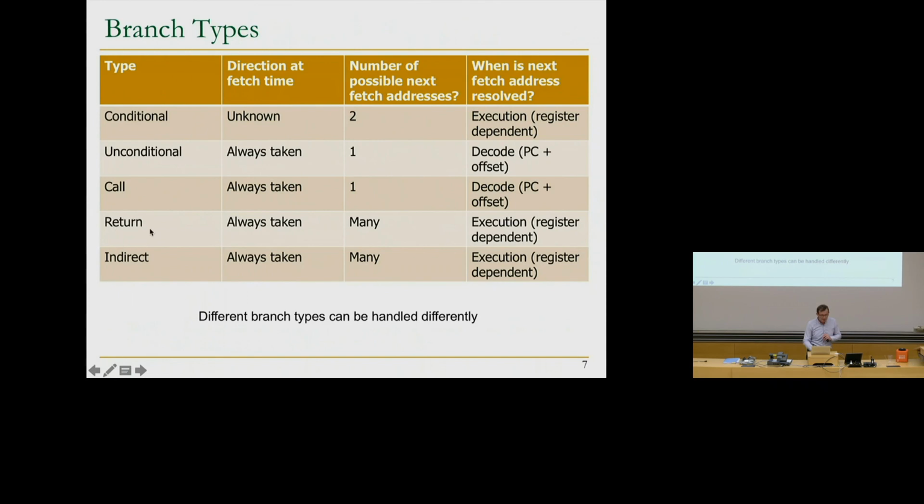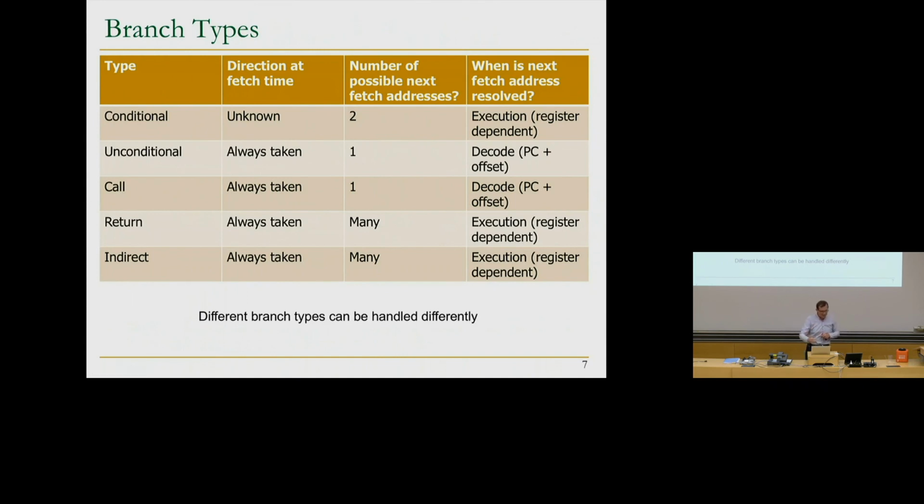There are returns. You do a call and then a return. Returns are always taken also, they're not conditional. But they could return to many possible locations because you may actually call a function from many different sites in your program. So you need to figure out what is the next instruction after return. That's really the instruction that comes after the call, right?